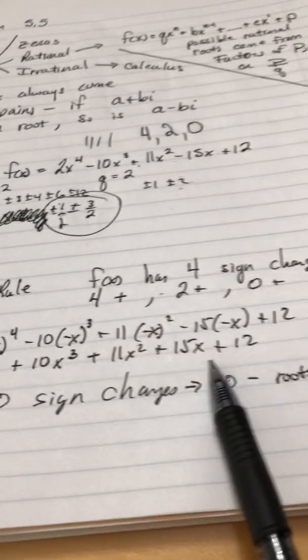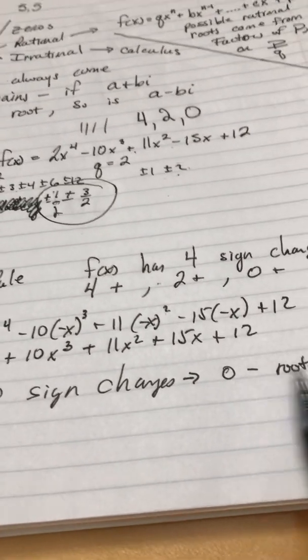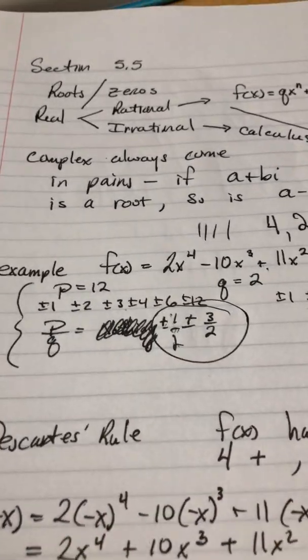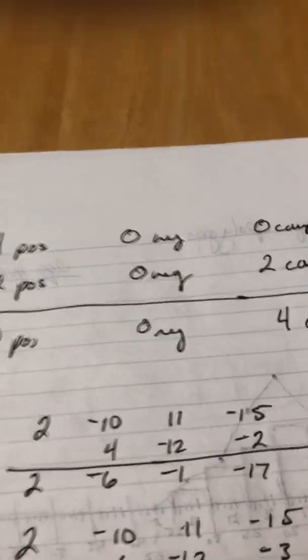So all of these are pluses. There are 0 sign changes. And what that means is there are 0 negative roots. So in all of our possibilities up here, we get to now ignore the negatives.